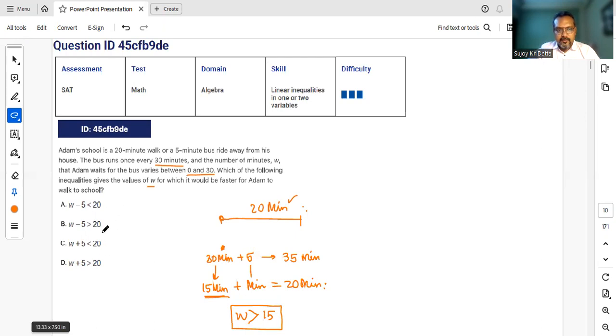So now which one gives you this? This is saying waiting time is less than 25, greater than 25, less than 15, greater than 15. That's what we want. So that's the answer to the fourth option. So W plus 5 is greater than 20, which boils down to W greater than 15. I hope this is okay. Let's move on to the next one.